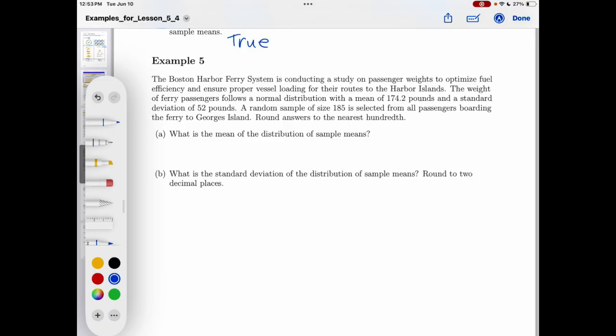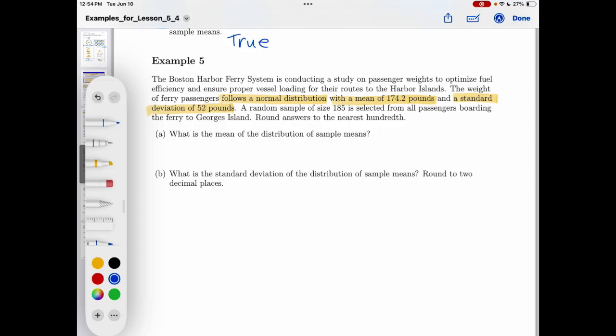Let's highlight that because that's important. And it also tells us that it follows a normal distribution, which is also important. And it says the standard deviation is 52 pounds. A random sample of size 185 is selected from all passengers boarding the ferry to George's Island. We're going to round answers to the nearest hundredth.